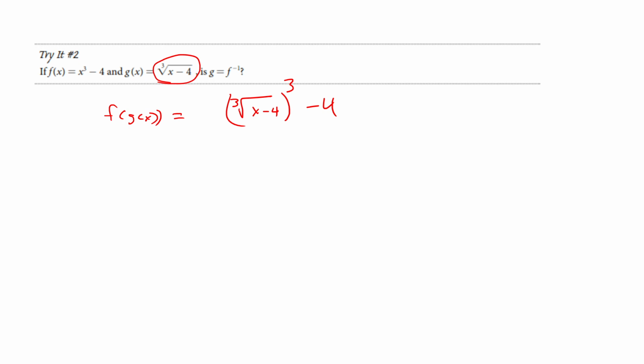These are opposites of each other. I've got a cube root and a cube, and so they knock each other out. Oh, I thought we were going to have inverses, but we don't. So they would knock each other out, and I would have x minus 4 minus 4. Well, this does not equal x, so this won't work. So these are not inverses. Now, what would have worked is if this had been plus 4, it would have worked. But these two, they're not.